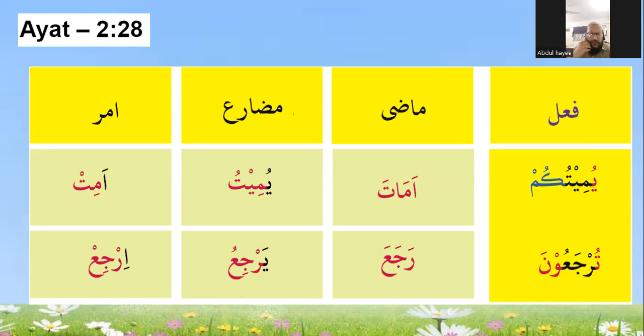Now you want to make the mudari from raja. What will you do? You will attach ilamat mudari with ra, that is ya. As it is not majhul, and as it is not the 4-letter mazi, you will always and always put fatah on the ilamat.